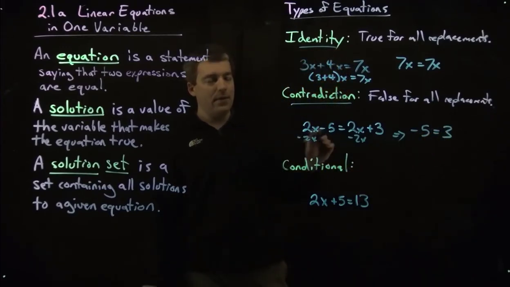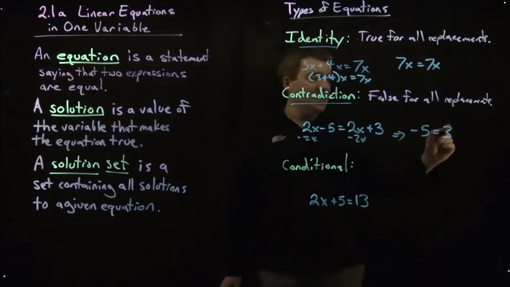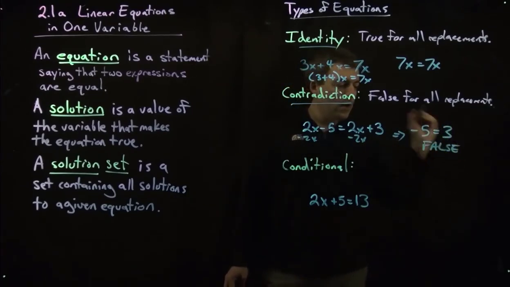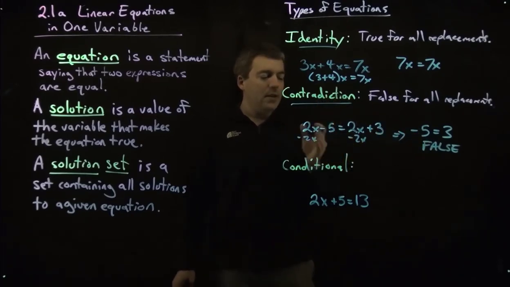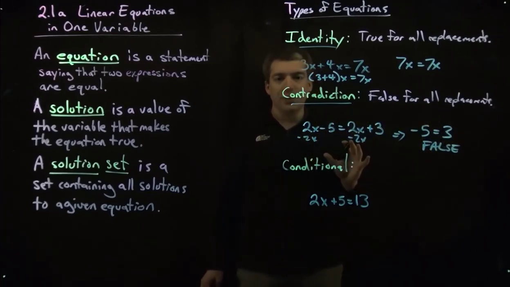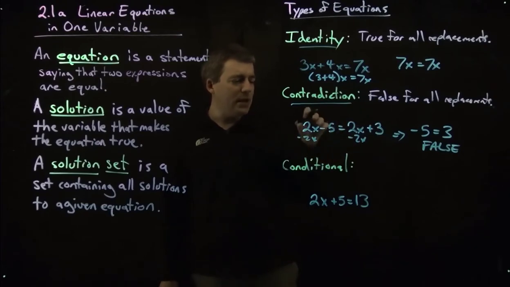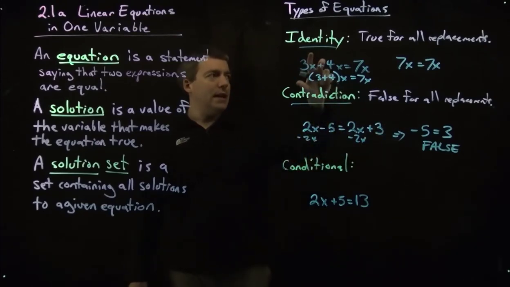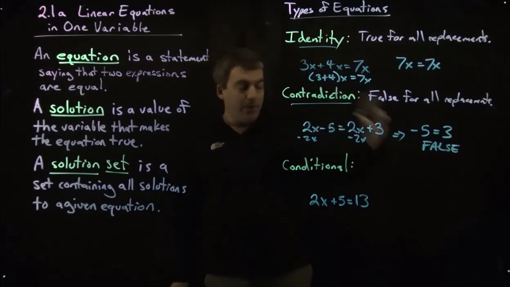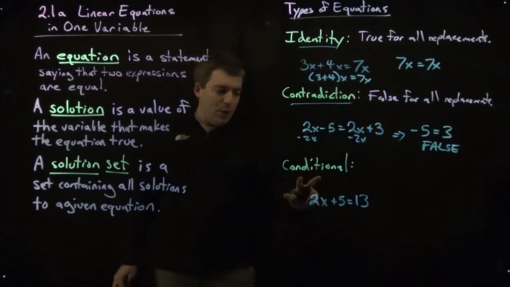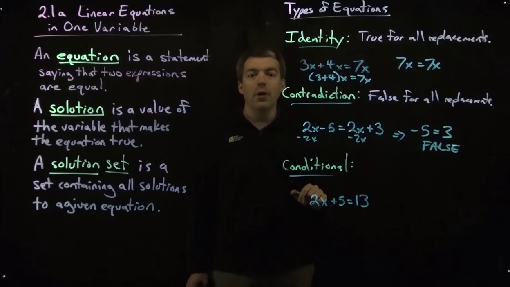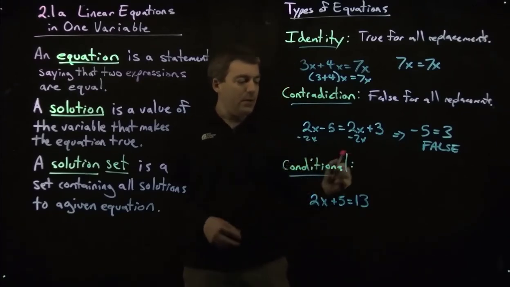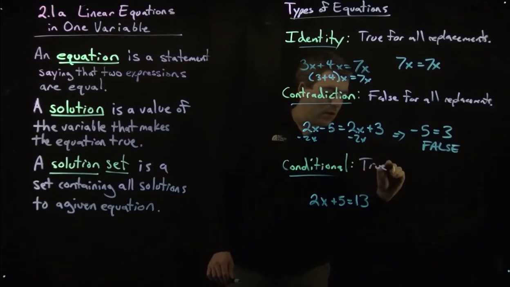Now, negative 5 does not equal 3, and so this is a false statement. When we get a false statement, we know we have a contradiction, and it doesn't matter what value of x is, there is no x in this expression, so there is no x that could possibly be put in here to solve it. Okay, so we've got identities, true all the time, contradictions, false all the time, and what we'll be typically dealing with, though, are conditional equations. And conditional equations are true for certain replacements of the variable. I'll just say for some replacements of the variable.